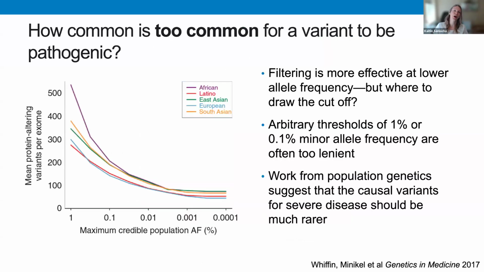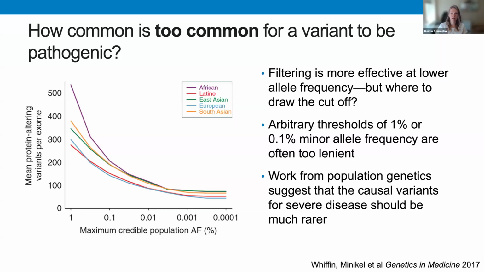But how common is too common for a variant to be pathogenic? Obviously, as you move down the allele frequency spectrum, and this is a figure from a 2017 paper, you're seeing fewer protein altering or so-called missense variants per person that you need to evaluate. And I've thrown out some arbitrary numbers, 1%, 0.1% minor allele frequencies, but these are all arbitrary. So work from this paper and other population genetics suggests that causal variants for severe diseases should be much, much, much rarer. So you can just use allele frequency cutoffs in gnomAD of 0.1%.